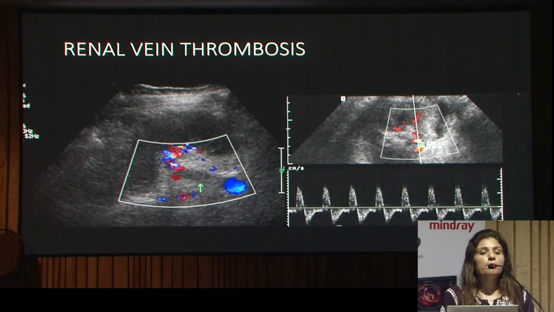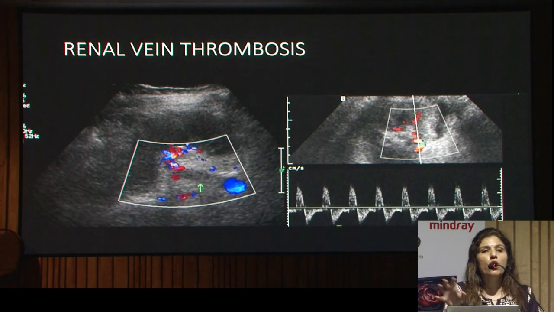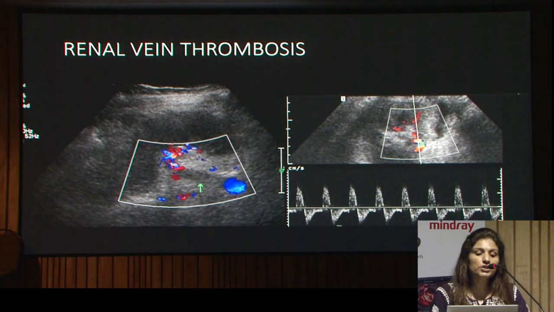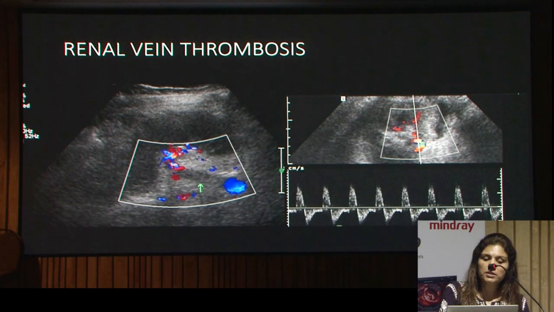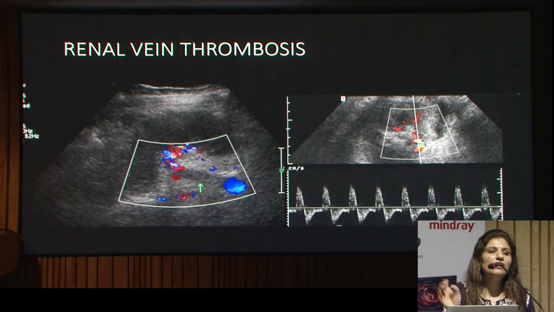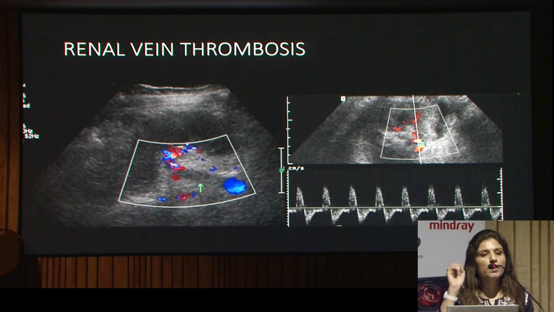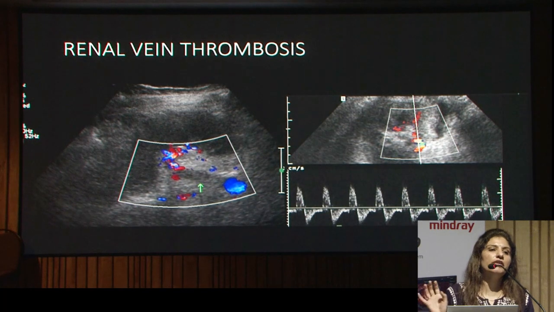We need to pick it up because if picked up in early stages, again the graft is going to be salvageable. Here you see that the renal vein is showing a mixed, I'm sorry for the images, all these are done on bedside Dopplers. These are all bedside, not done on our routine machines. So the quality of the images is going to make a lot of difference. The renal vein is showing an echogenic thrombus, and the pulsatile flow in the intrarenal vessel is one of the diagnostic for renal vein thrombosis.